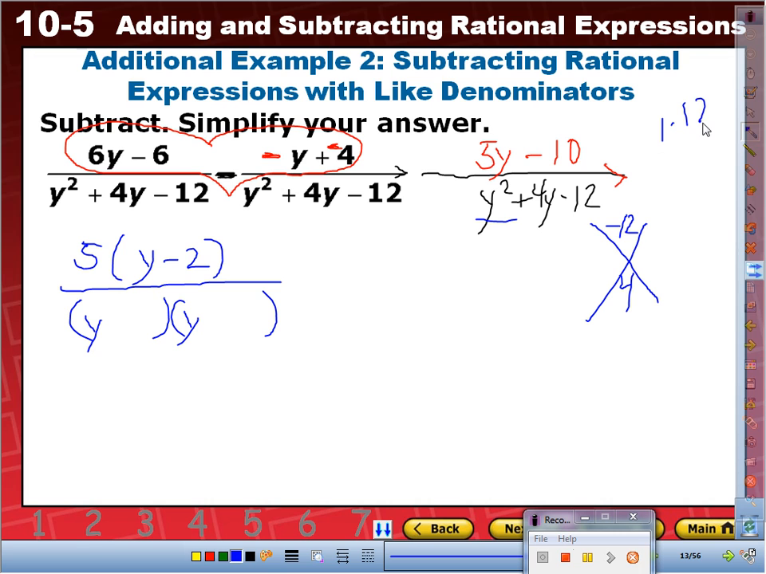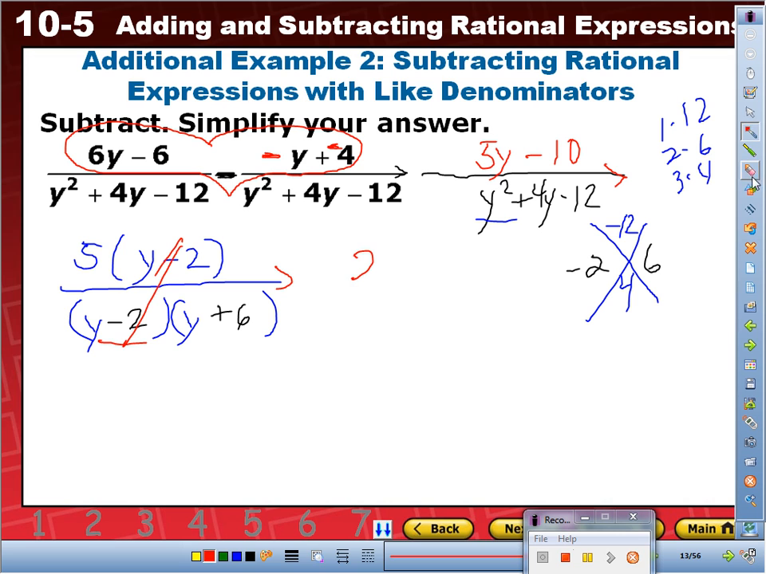Factors of 12. 1 times 12. 2 times 6. 3 times 4. Which one of those add, subtract to give us 4? 2 and 6. And this one says that the biggest is a positive, so this is a negative. Y minus 2. Y plus 6. Do you see the giant 1? You guys see it? Yeah, right here. So we're left with, oh, that's an ugly 5. 5 over y plus 6.